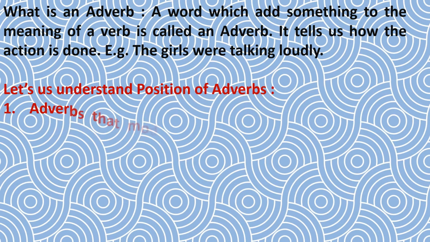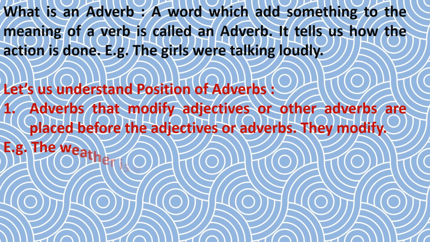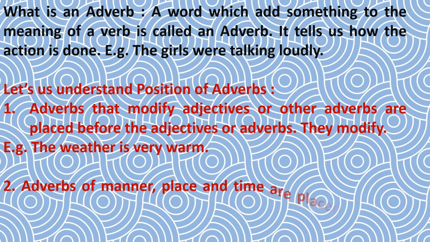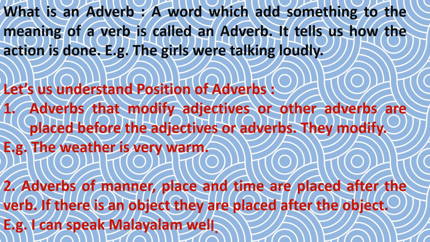Example: the girls were talking loudly. First you have to find out, children, what the verb is and how you can identify the adverb in the sentence. The girls were talking. First of all, we'll find out the subject. Who were talking? The girls. And what were the girls doing? They were talking. That is the verb. And how were they talking? That means the manner in which they were talking: loudly. So here you can clearly make out that the word loudly is an adverb. This is the easy way to find an adverb.